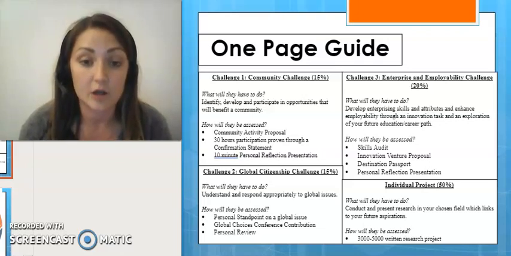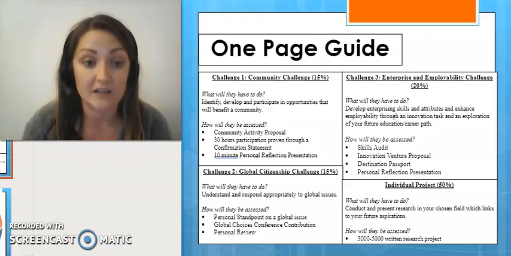Challenge 2 is the Global Citizenship Challenge, the second challenge that we come up against in year 12. This again is worth 15%, and in this challenge what students need to do is understand and respond appropriately to a global issue. We've done all different kinds of global issues in the past. We looked at the refugee crisis, and most recently we've been looking at climate change, which is incredibly relevant to our young people that are doing this.